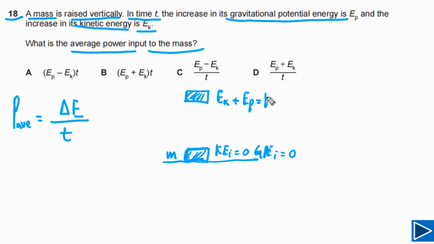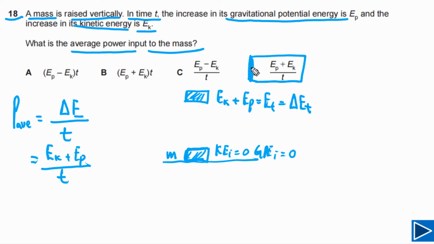So we can say this is ET, the total energy of the mass, and this is also equal to the total change in energy of this mass, delta ET. So initially 0, and the final is EK plus EP. This is equal to the change in energy of the mass. Power is energy transfer over time, or simply the change in energy over time. The change in energy is EK plus EP, meaning the mass has gained this much energy in the given time. So the answer for this question is D. Very straightforward question. The answer is D.